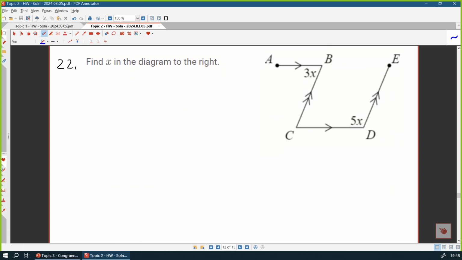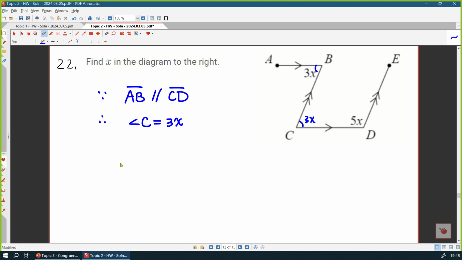Okay, another typical angle chasing problem. Find x in the diagram. Note that we have a pair of parallel lines. AB is parallel with CD, right? Therefore, we know angle C here must equal angle B here, right? Therefore, we know angle C equals 3x.